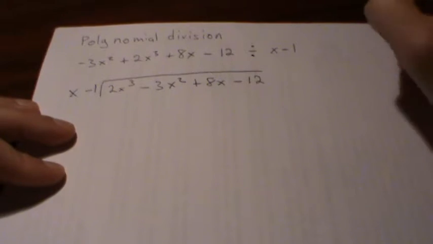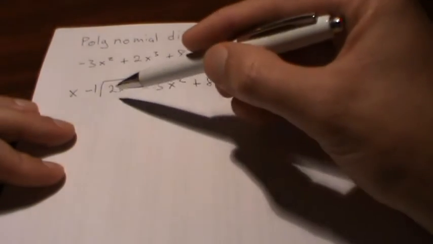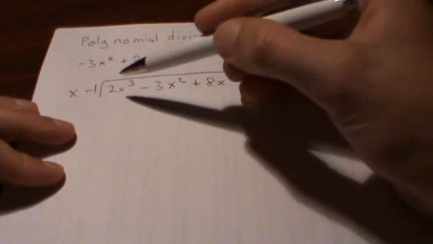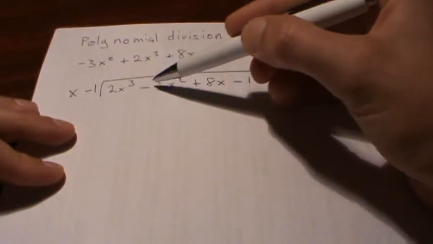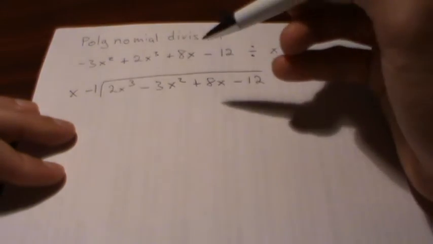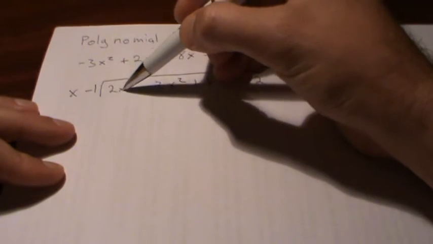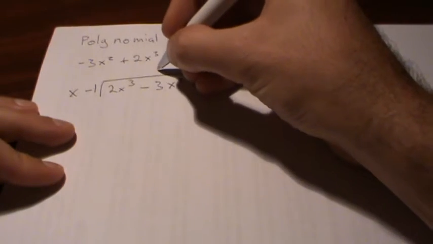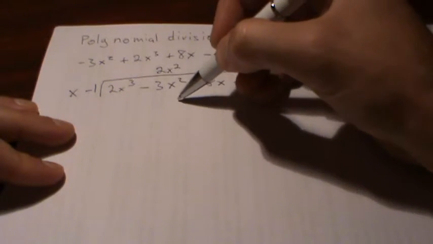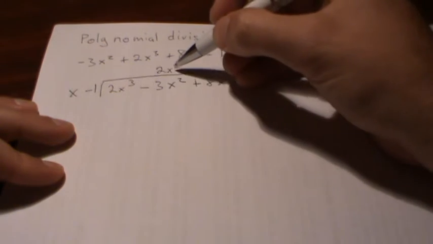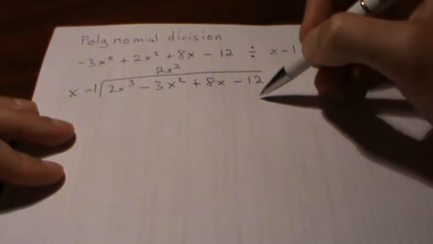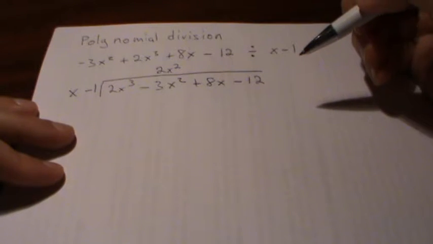So you ask yourself, what do I need to multiply x minus 1 by in order to get 2x to the third minus 3x? I want to get as close to this as I can. So it looks to me that I would multiply by 2x squared. And I will write that 2x squared here, so as to keep my x squareds in a column. You'll see that the x squareds will go down in a column, the x's will go down in a column, and the constant terms will go down in a column.